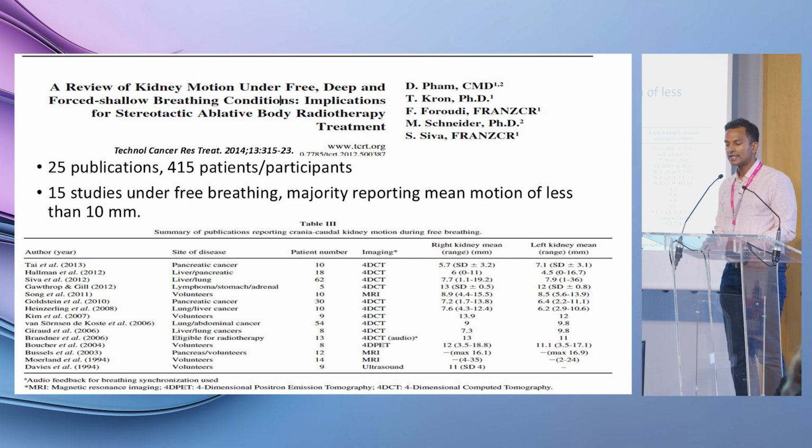We also looked at the literature, looking at all of the different studies that looked at free breathing kidney motion, and everything is very consistent. For the 15 studies that we looked at on free breathing kidney motion, the average motion was less than 10 millimeters in size. So most patients probably don't need anything too advanced.